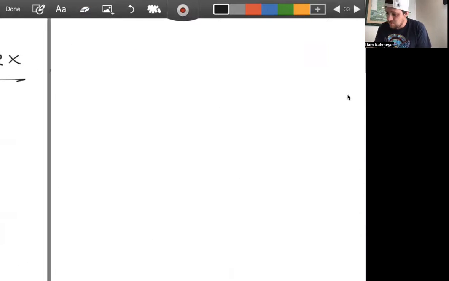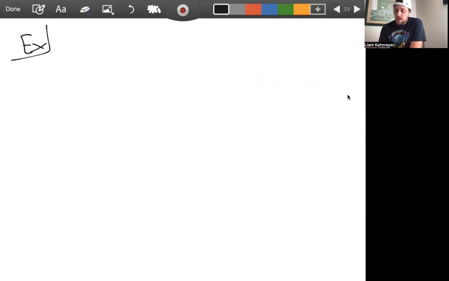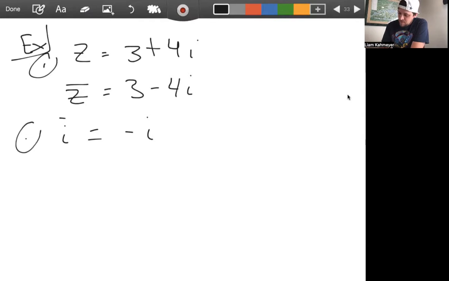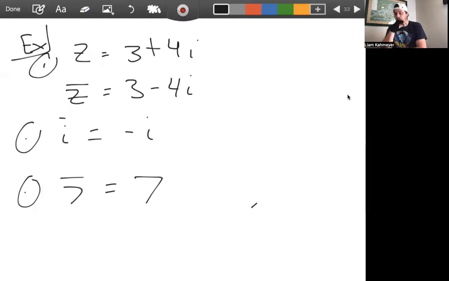So let's look at some examples here. That's pretty straightforward, but still, if Z is 3 plus 4i, then Z bar is 3 minus 4i. If you had something purely imaginary, like I bar, well, that's just negative I, because you're always flipping the sign of the imaginary part. If we had something purely real, say like 7, well, the conjugate of 7 is just 7, because there's no imaginary part to flip here.